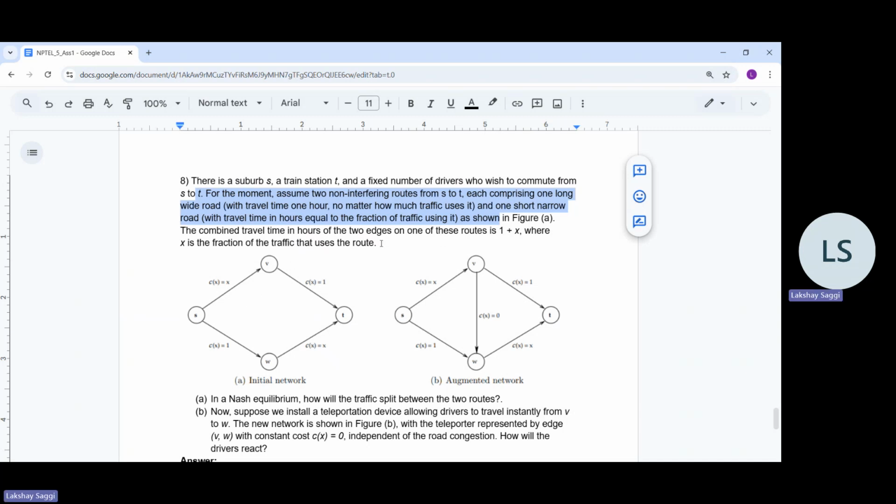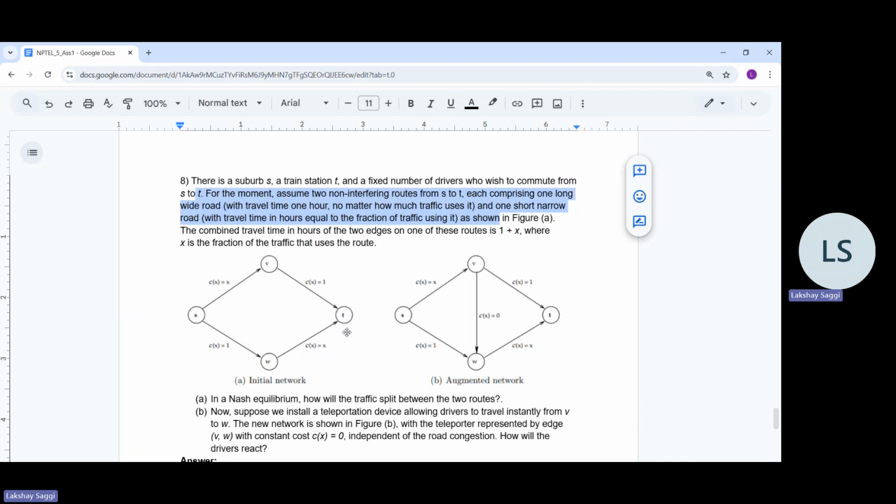Similar to the previous question, where route A had the cost equal to the fraction of people going through route A, and route B had a fixed cost of 1. So here also the initial network is something like this. This is the diagram for the A part, where we wish to travel from S to T, and both the routes consist of two roads where the cost of one road is equal to 1. Here the VT road has a cost equal to 1, and similarly the SW road has a cost equal to 1. But the SV road and the WT road have a cost equal to the fraction of people using it.